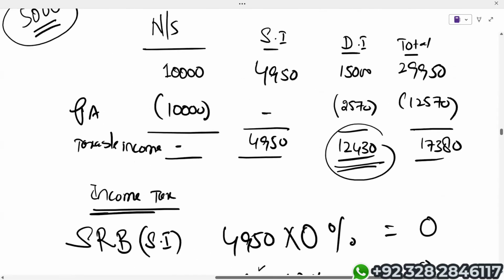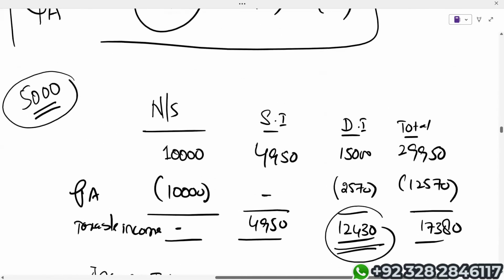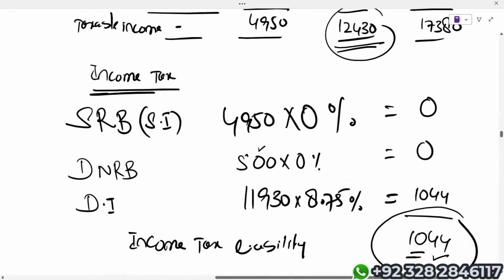So you need to know that in a particular situation, you have to actually change the sequence of personal allowance allocation as well. Okay.